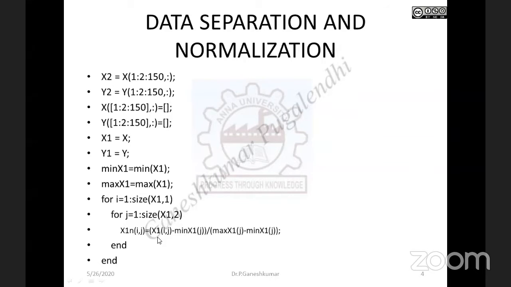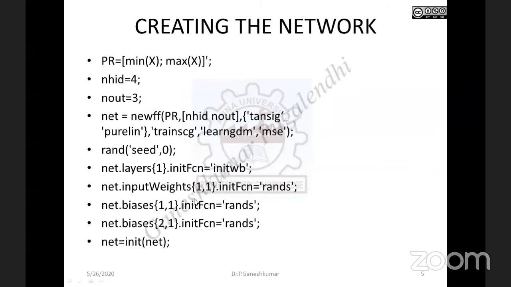Followed by data normalization, what you have to do is create the network. Creating the network involves creating the structure. Since this is a backpropagation neural network, only one hidden layer is followed, and we have to say how many hidden nodes are in that single hidden layer. nhid is a variable used to designate how many neurons are in the hidden layer. There are 4 neurons in the hidden layer. What are the neurons in the output layer? There are 3 neurons in the output layer.